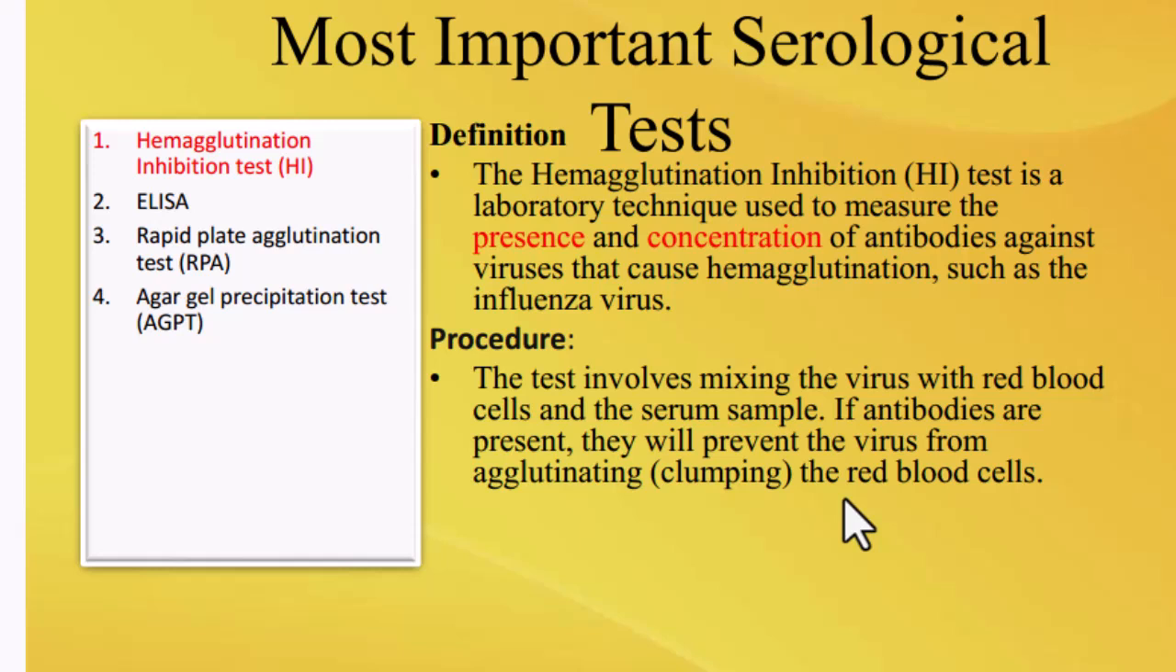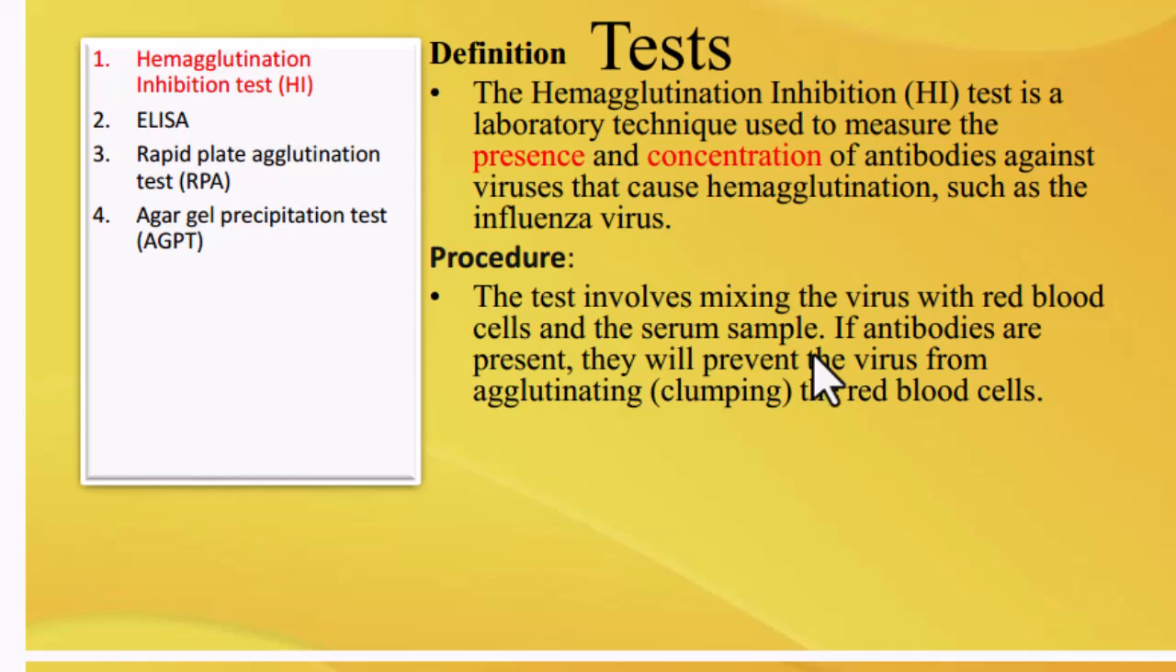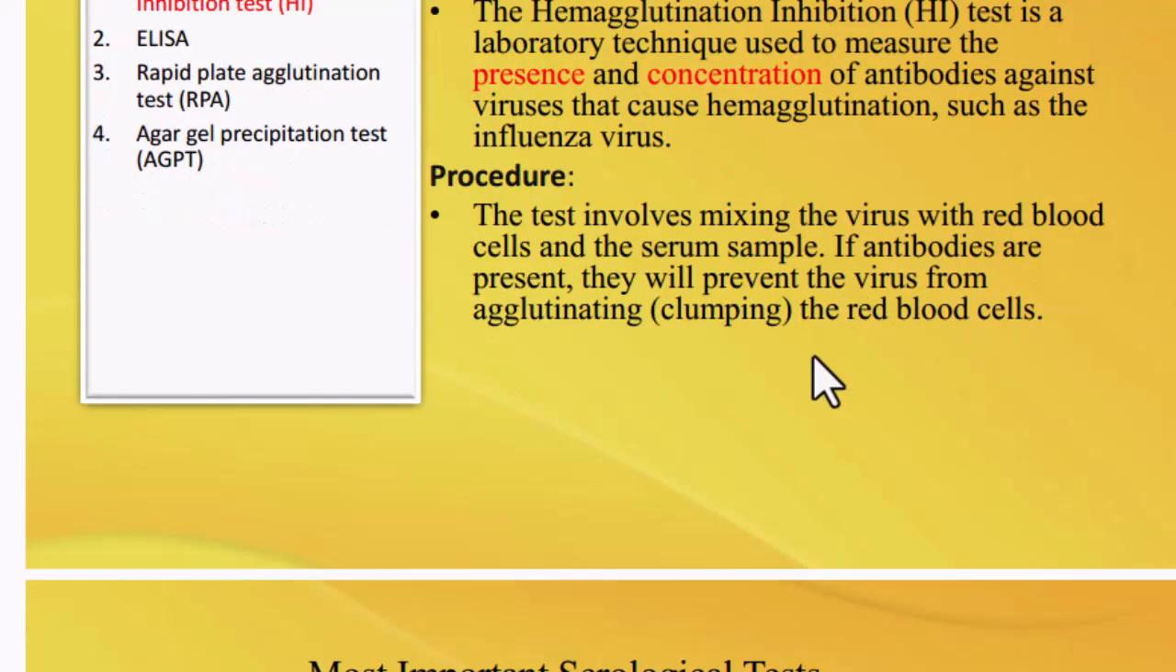By definition, the hemagglutination inhibition test is a laboratory technique used to measure the presence and the concentration of antibodies against viruses that cause hemagglutination, such as influenza virus. The test procedure involves mixing the virus with red blood cells and the serum sample. If antibodies are present, they will prevent the virus from agglutinating, clumping the red blood cells.